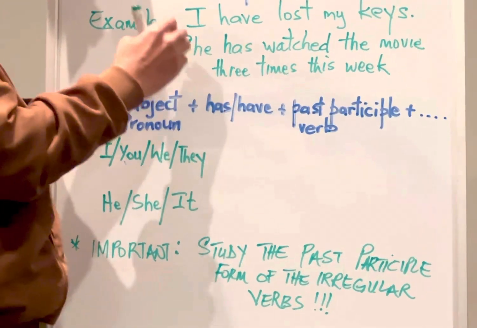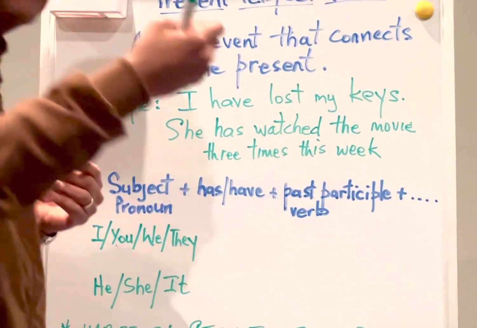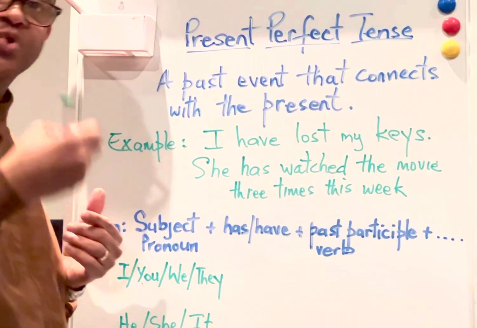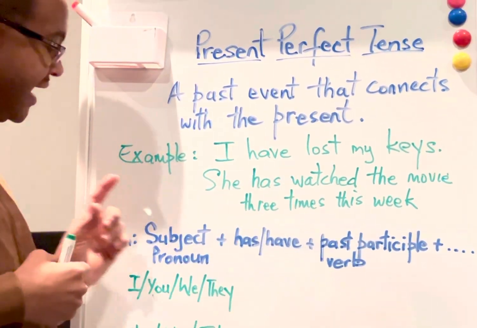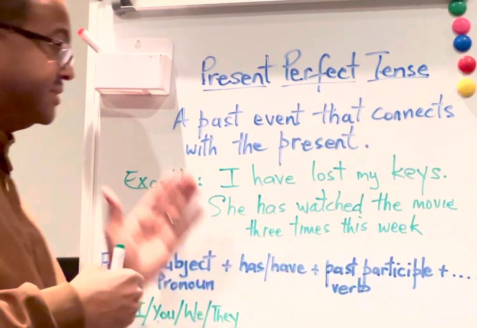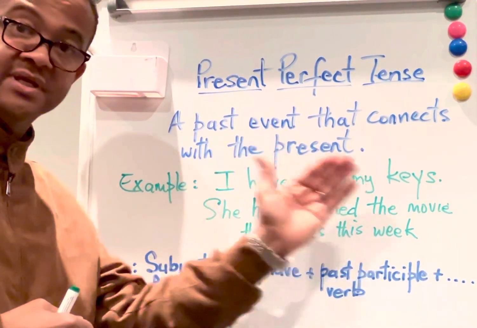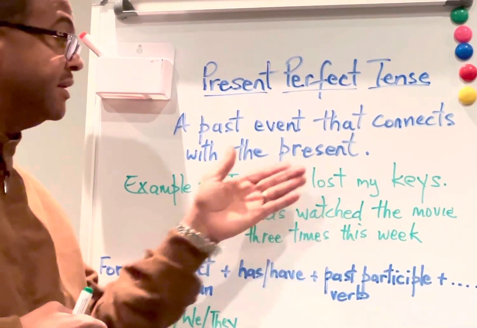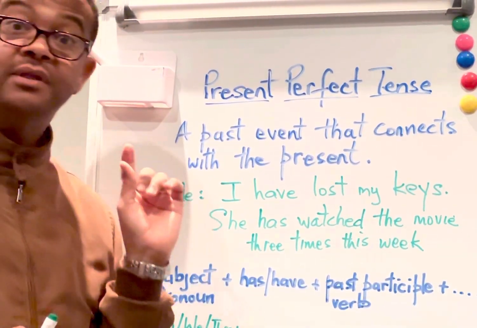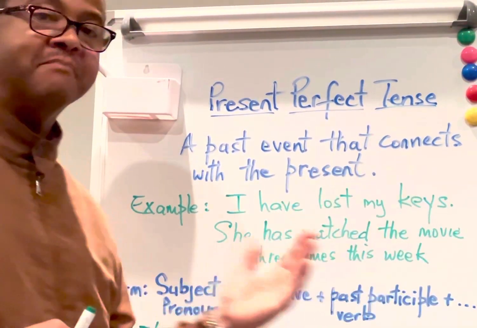In our example here, I have lost my keys. We have lost our keys. They have lost their keys. Okay, you have lost your keys. So I, you, we, they have. I have lost my keys. Subject pronoun, auxiliary verb, have, because it supports the main verb in the sentence. Lost, which is the past participle form of lose. Okay, and the rest of the sentence, my keys.